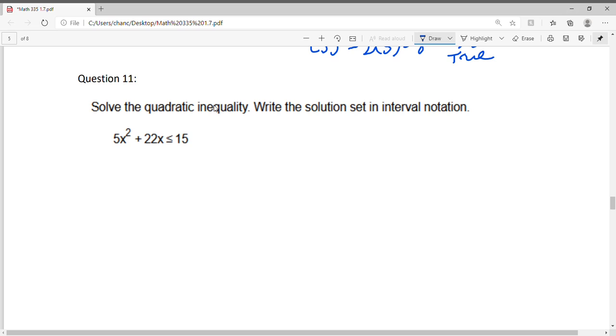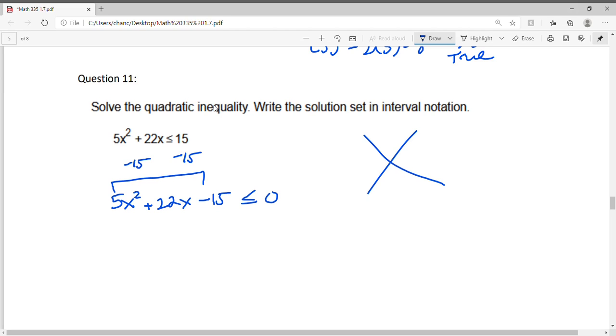Question 11, we're going to do the same process. I'm going to subtract 15 from both sides first because I want the right side of this quadratic inequality to be 0. And now we need to see if this thing factors. So let's hope it does.